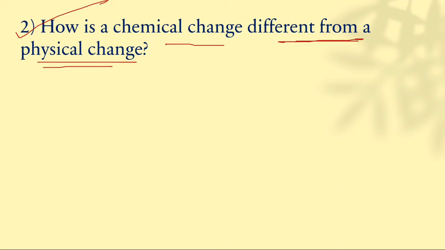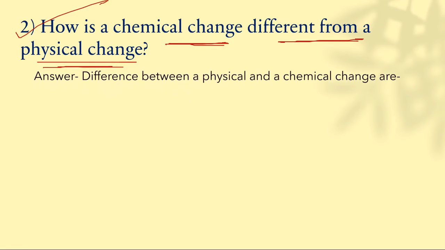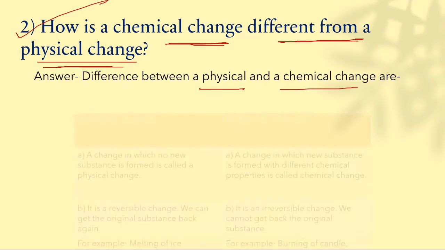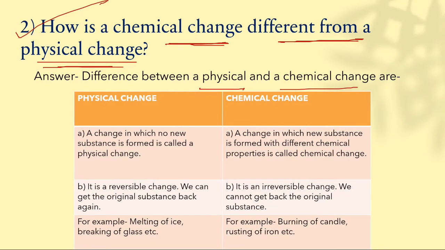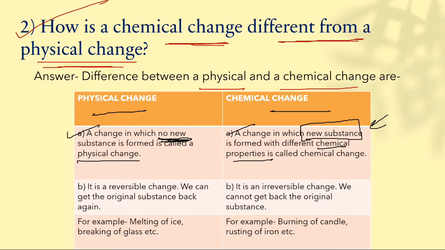Question number 2. How is a chemical change different from a physical change? So let us see the differences between a physical and a chemical change. Now we will go through a table and learn this. Physical change, chemical change. Point A: a change in which no new substance is formed. There is no formation of a new substance and this change is known as physical change. A change in which a new substance is formed, with different chemical properties, is called a chemical reaction or chemical change.